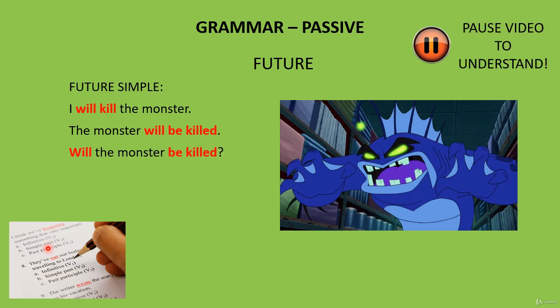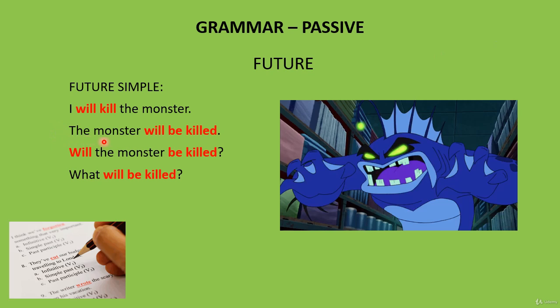Will the monster be killed? The first part of the verb cluster comes before the subject, and the first part is will. Now make a subject question. What will be killed? The subject, monster, changes to what.